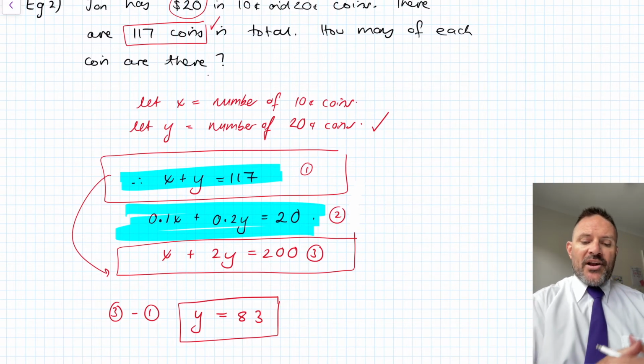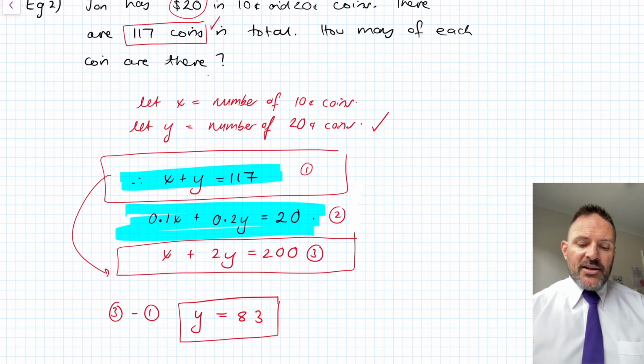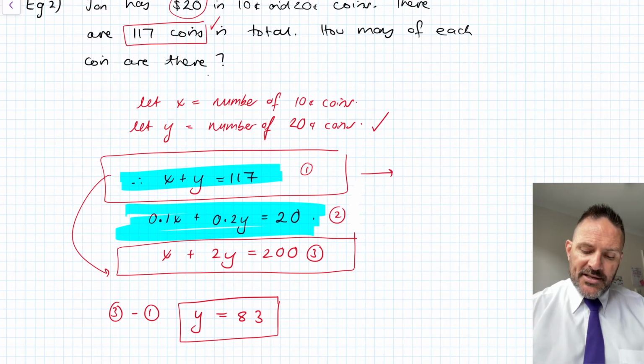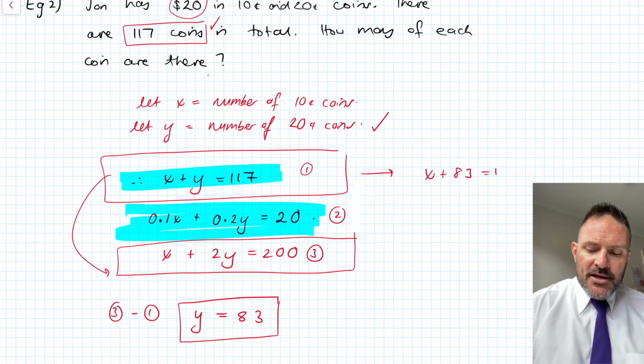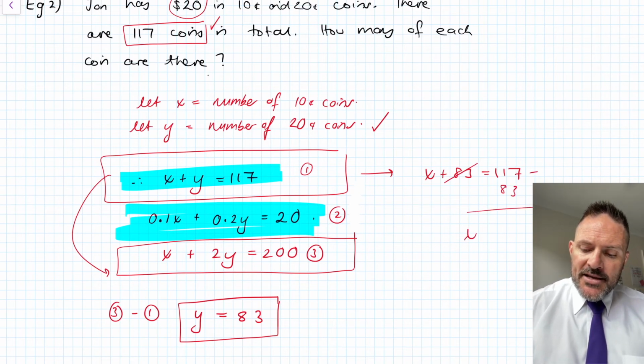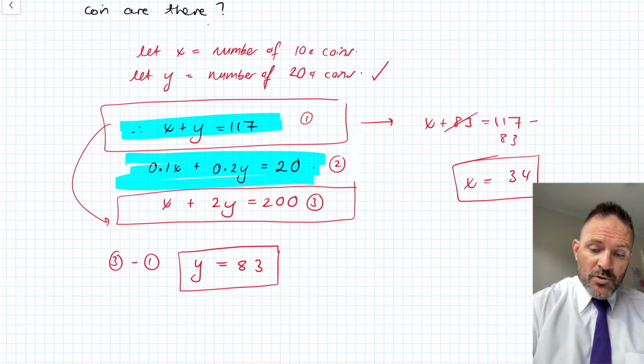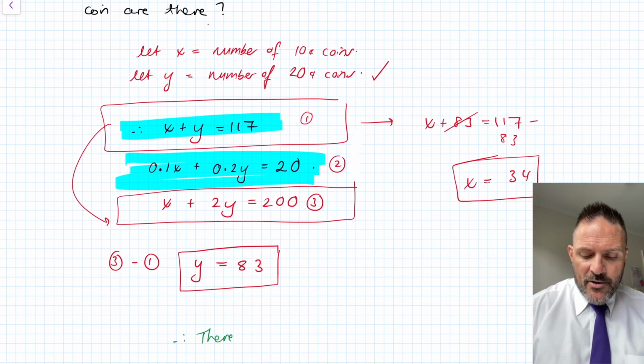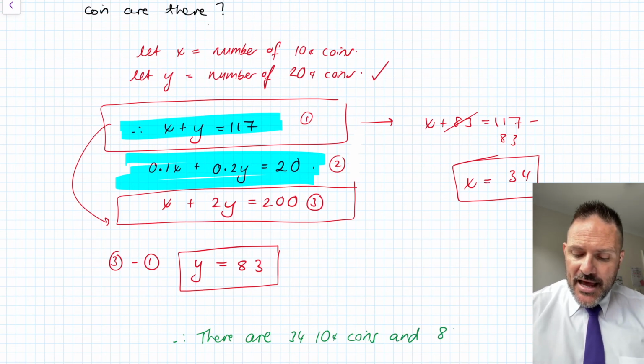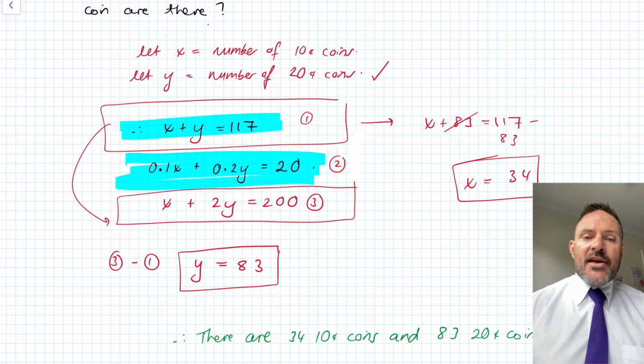Of course, if I know I've got 117, I can work it out mathematically, or I can go to my equation. Number 1 looks easy. X plus 83 equals 117. I'm going to subtract 83 away from that. X equals, well, that's going to be 4, and that's going to be 3, equals 34. So let's sign it off, of course. Therefore, there are 34 10-cent coins and 83 20-cent coins. And my answer is pretty much done.